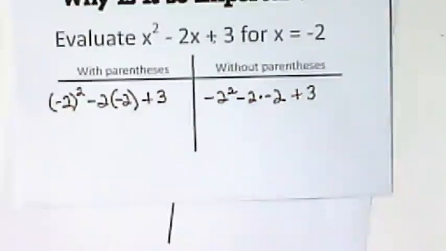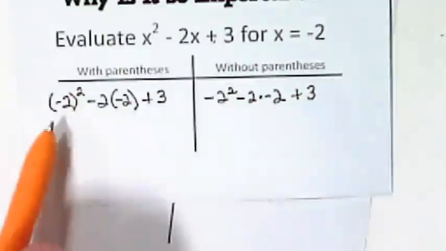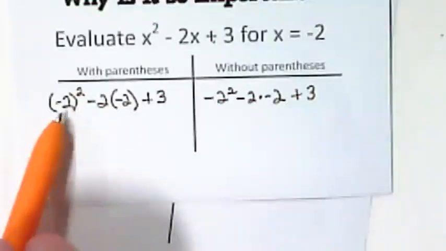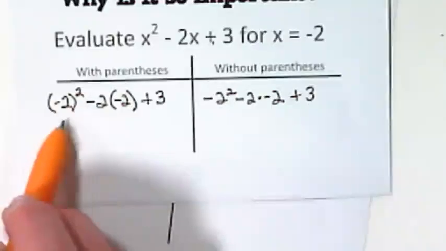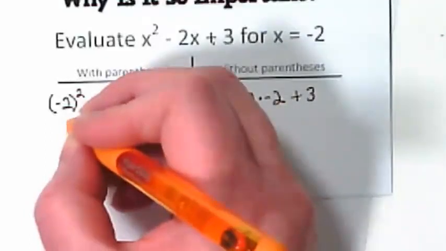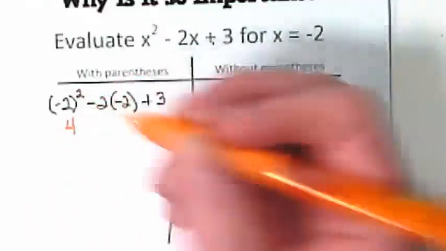We are going to spend some time taking notes on the next example of what happens with parentheses and exponents and negatives. But right now I need you to trust me that this is very different from this. Because what we're squaring here is negative 2. Because the negative 2 is in parentheses, and what's in the parentheses is what's being squared. Negative 2 times negative 2 would give us 4.